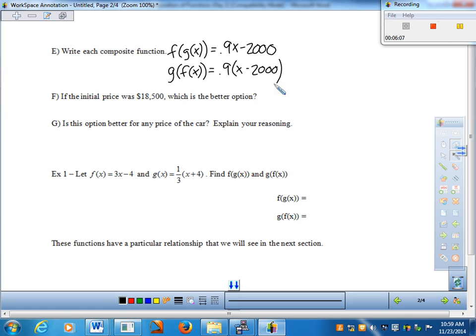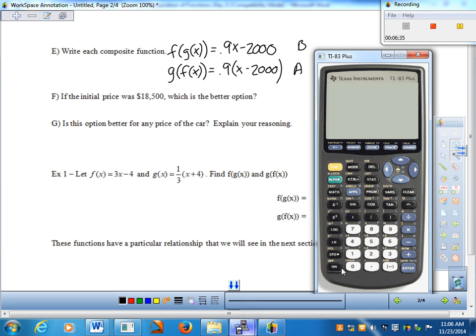It says if the initial price was $18,500, which is the better option there. So now I have my input, my original value for the price of the car. If I put that in here for option B, and by the way, I'm just going to, for my purposes, label that as option B and option A. Put them in, see which is the better. All right, let's do some very quick calculation on that. So 0.9 times the original value, so 18.5, and then minus the $2,000.